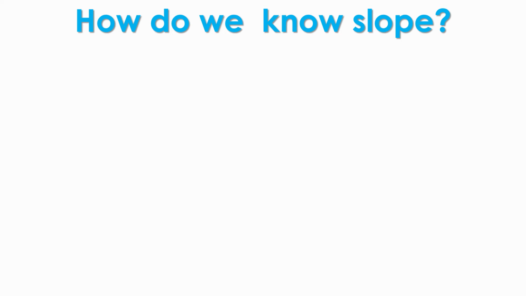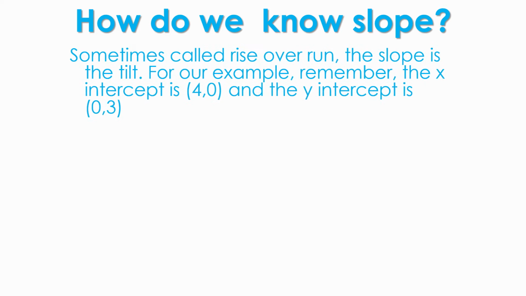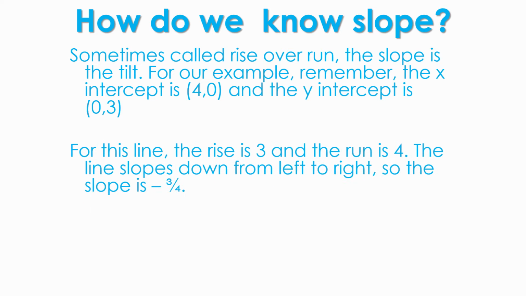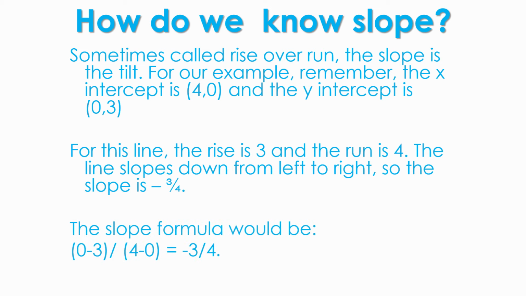Okay, so what are we expected to know about lines on a graph? First of all, the slope, which you probably know as rise over run. For this line, using the intercepts as our 2 points, the rise is 3 and the run is 4. Because the line slopes down from left to right, the slope is negative 3/4. Using the slope formula, it would be (0 - 3) divided by (4 - 0), which is negative 3/4.